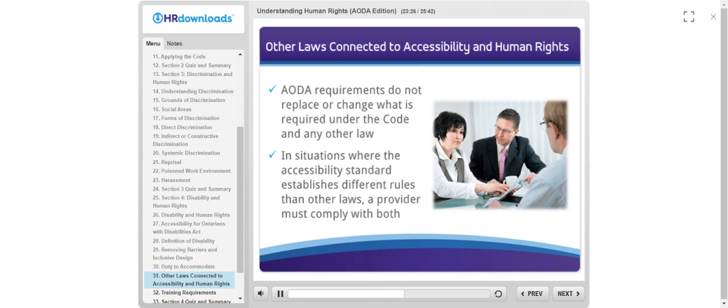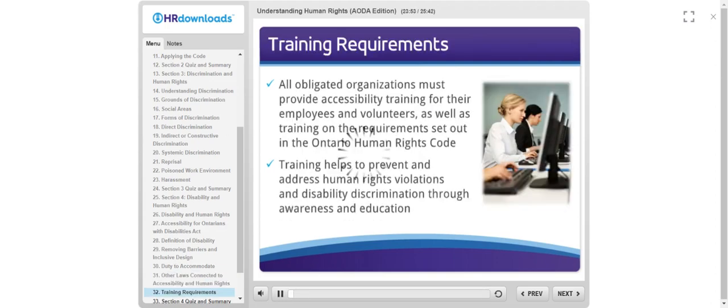The AODA standards have not changed the rules that exist under the Ontario Human Rights Code. In situations where the accessibility standard establishes different rules than other laws, a provider must comply with both. For example, under AODA rules, an organization must provide a way of receiving feedback on the services the organization provides to people with disabilities. In this case, the provider must comply with the rules of the Code in addition to AODA rules.